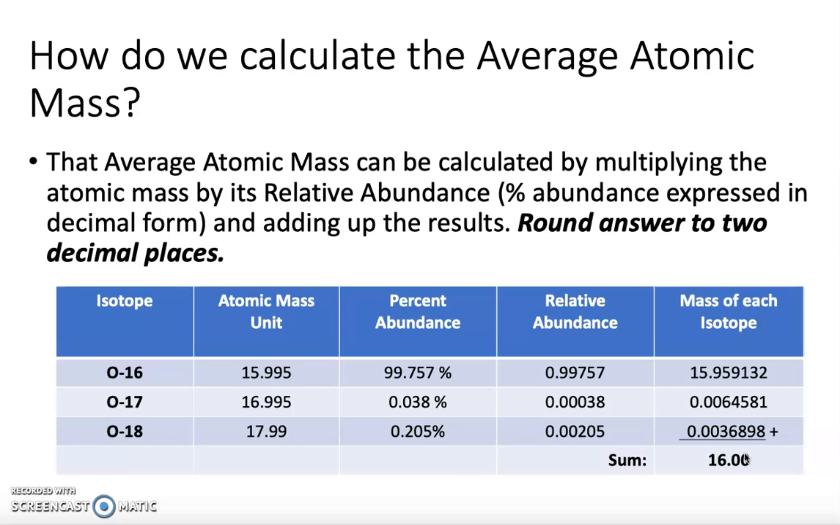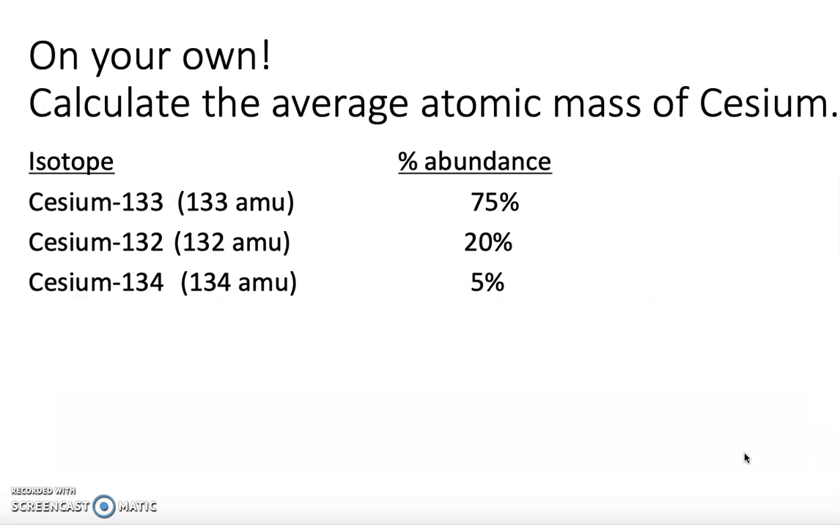Now, let's look at another example here. On your own, calculate the average atomic mass of cesium. You have your percent abundance, and then you have your isotope with the atomic mass units here. So simply you just convert these to a decimal and then multiply it by these numbers here and then add them up.